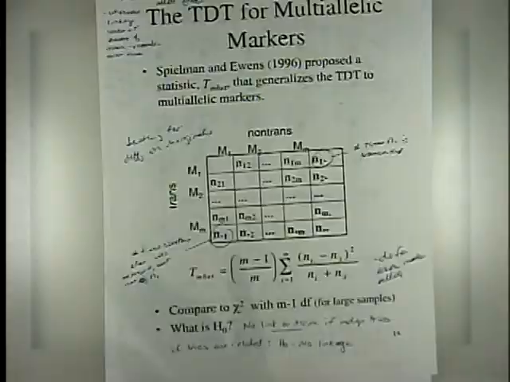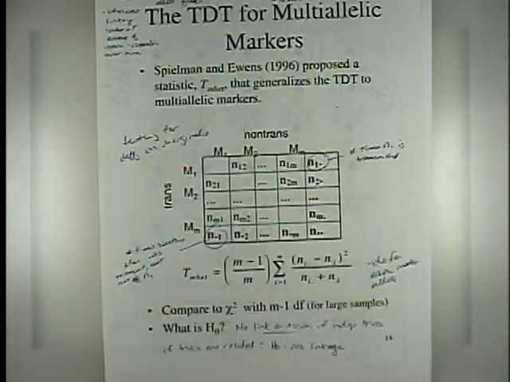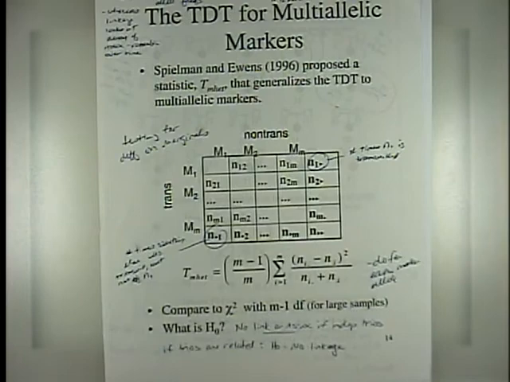I'm just going to show you this other side of the page, but you don't have it, but don't worry about it. There are extensions for situations where you have multi-allelic markers, which are going to be more informative than a biallelic marker. And it's essentially a similar test, but the table is just a little bit more complicated. You're not going to do any of these by hand anyway. It's just a nice example to illustrate, in particular, the importance of having informative markers for a TDT.